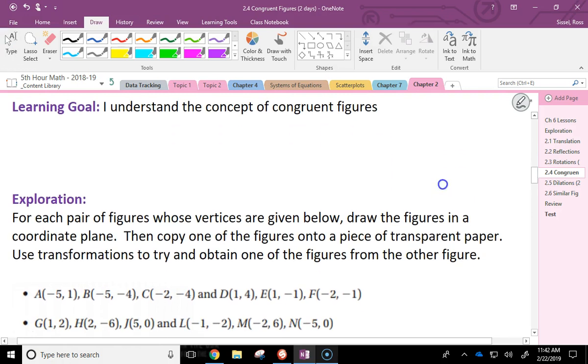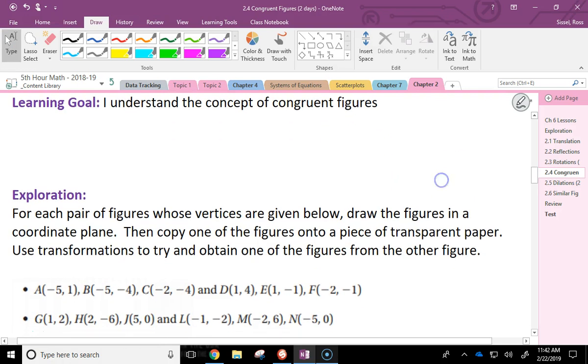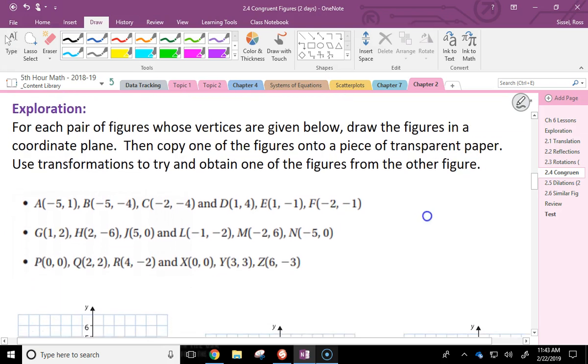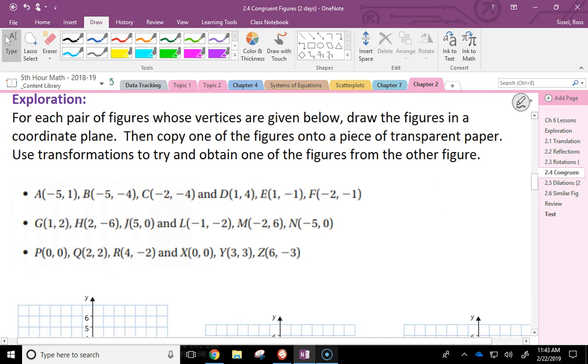I want to get into today's lesson. Now, it says learning goal: I understand the concept of congruent figures. Exploration. So, guys, this is what I'm talking about. We find new settings again if we need to. Okay, everyone should be opened up in their notebook to this page.